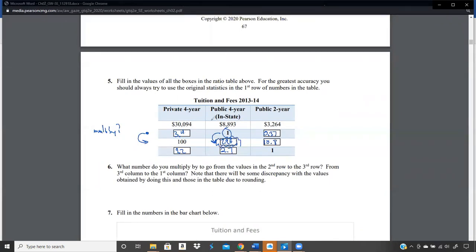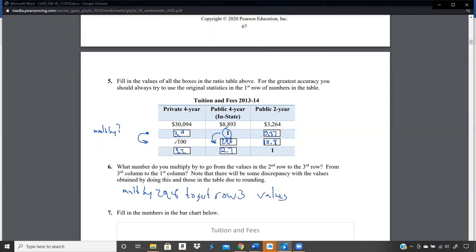Now, if we were trying to go from column 2 to column 3, that would not be the multiplier. We'd be going this way from the 1 to the 0.37 instead. So we have to pay attention to what they asked. So we multiply by 29.6 to get row 3 values.